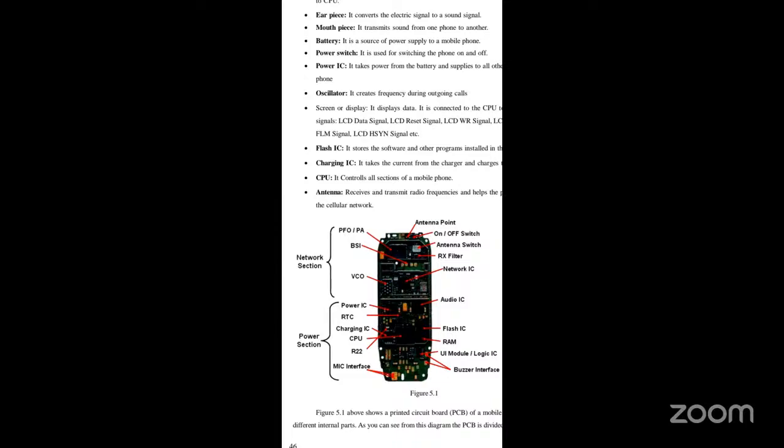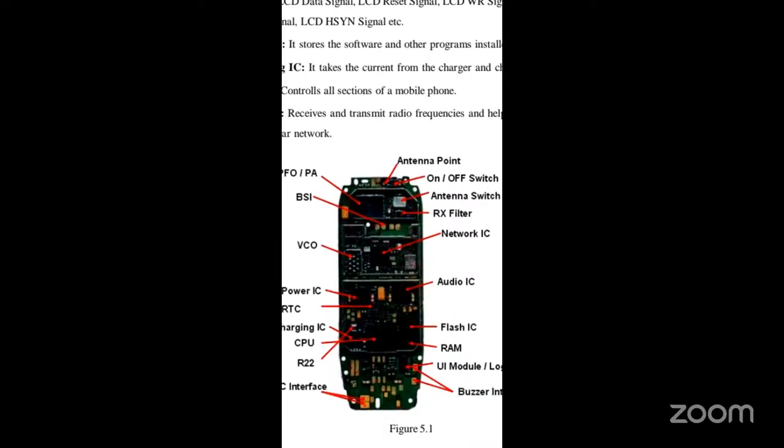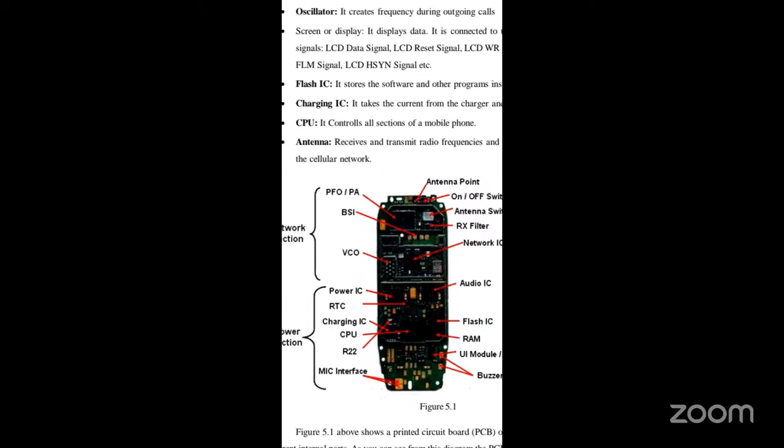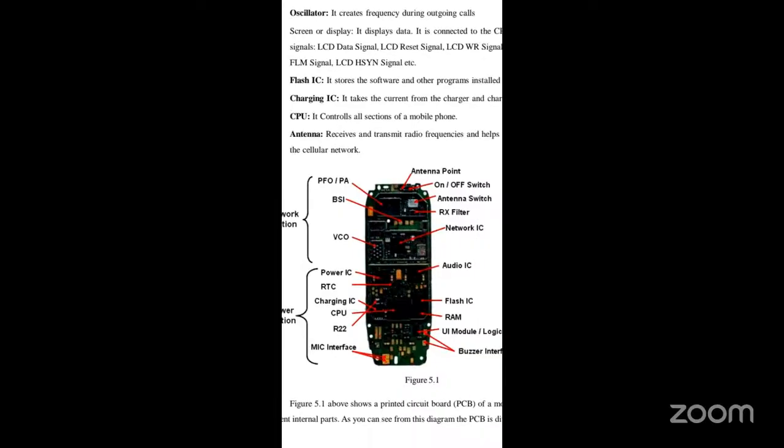Antenna receives the transmit radio frequencies and helps the phone to connect to the cellular network. Here, what are the parts there in a mobile phone? You have C1s, which is located at the back end of the mobile, we can observe.